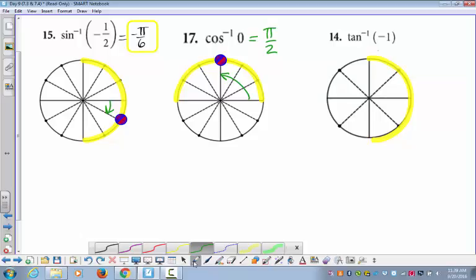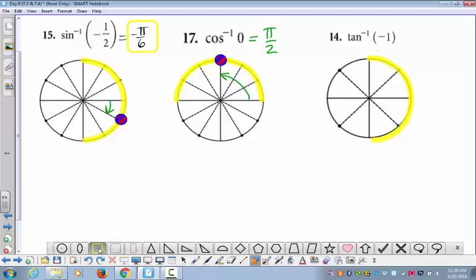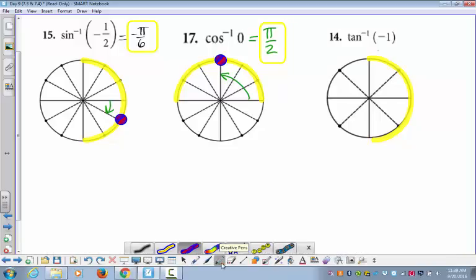All right, last one. That's saying find the angle on the right with a tangent value of -1. So that's right down there. And that will be -π/4. So that's -π/4.